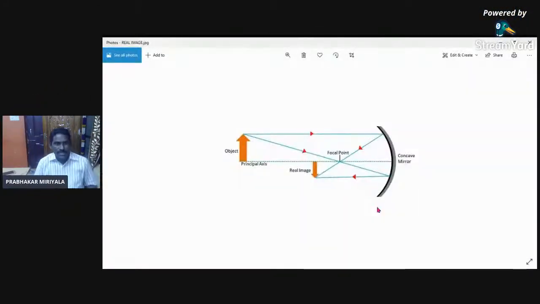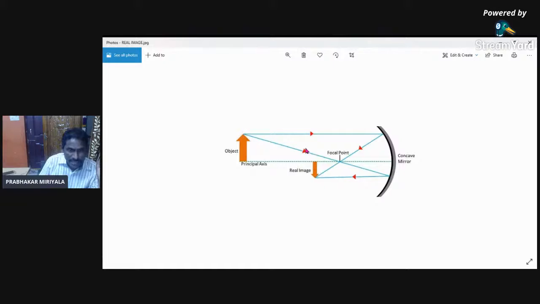So this is the real image. If you observe, this is one ray. This ray is parallel to the principal axis. This dotted line here indicates the principal axis, and this blue line indicates the incident ray. మనకి arrow mark mirror వైపు ఉంది కాబట్టి this is the incident ray, and this indicates the reflected ray. We know that according to rule 1, the rays which are parallel to the principal axis, after reflection, pass through the focus. This is the focus. Because of that, this passes through the focus.